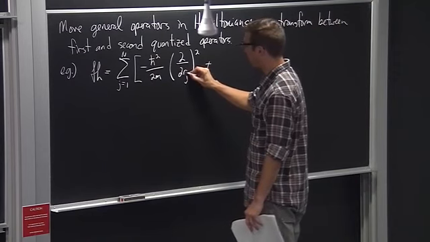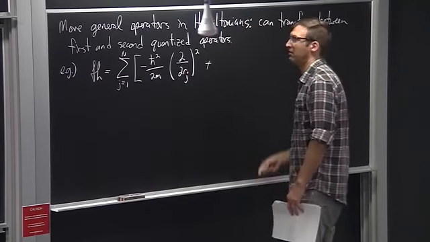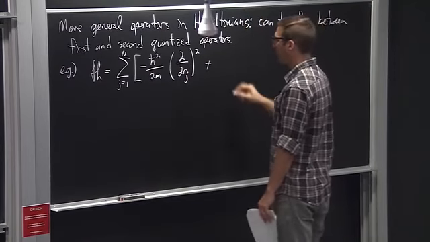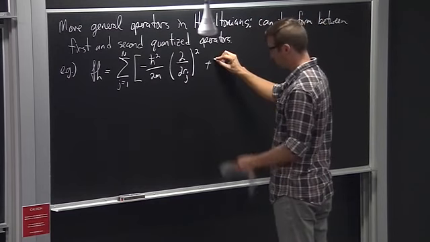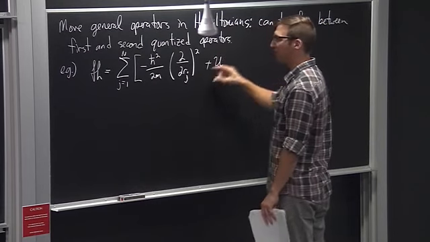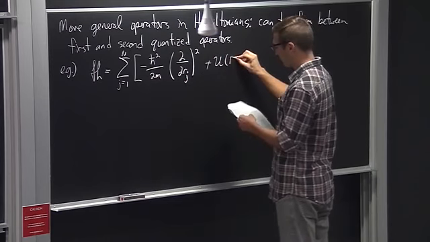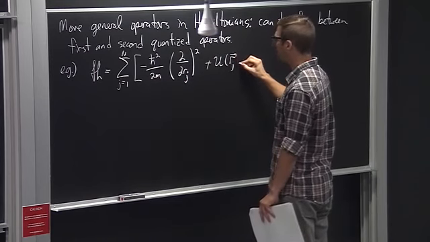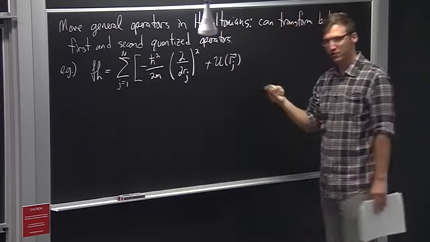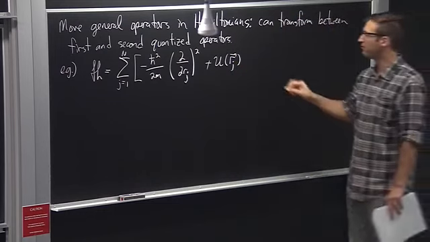J is labeling my particle number. I could have other single particle operators, so I have a sum over J still. I could have some general operator, call it U. It could be a magnetic field or something like that.